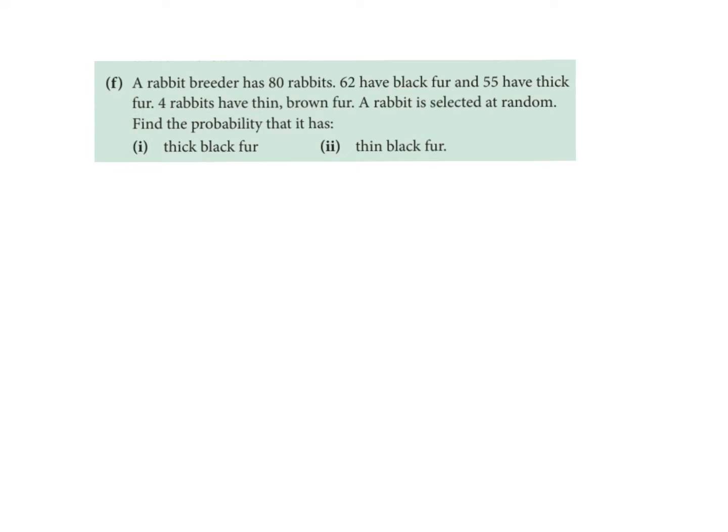Okay, so in question F here, it's coming from a problem that we've already told that these rabbits have black fur or brown fur and thick fur or thin fur. And so there's really two variables we're considering. And so when there's two variables, I really have a hard time doing Venn diagrams. What I like to consider doing is a two-way table.